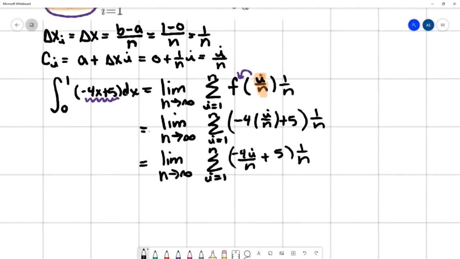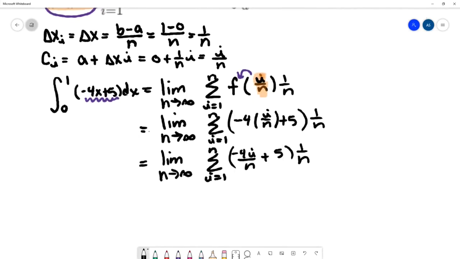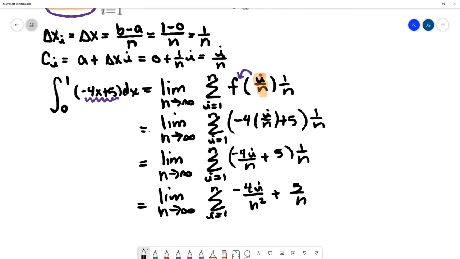And I also want to distribute that 1 over n. That would give the limit as n approaches infinity, sum i equals 1 to n, negative 4i over n squared plus 5 over n. And all of that's inside the summation.